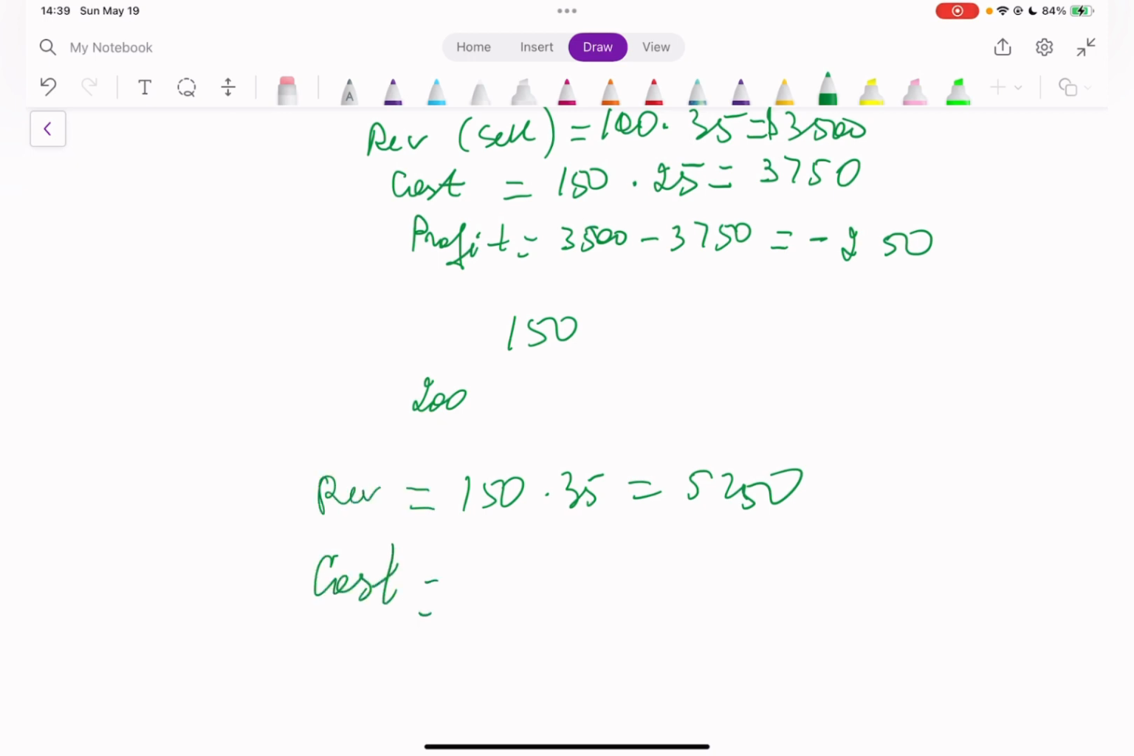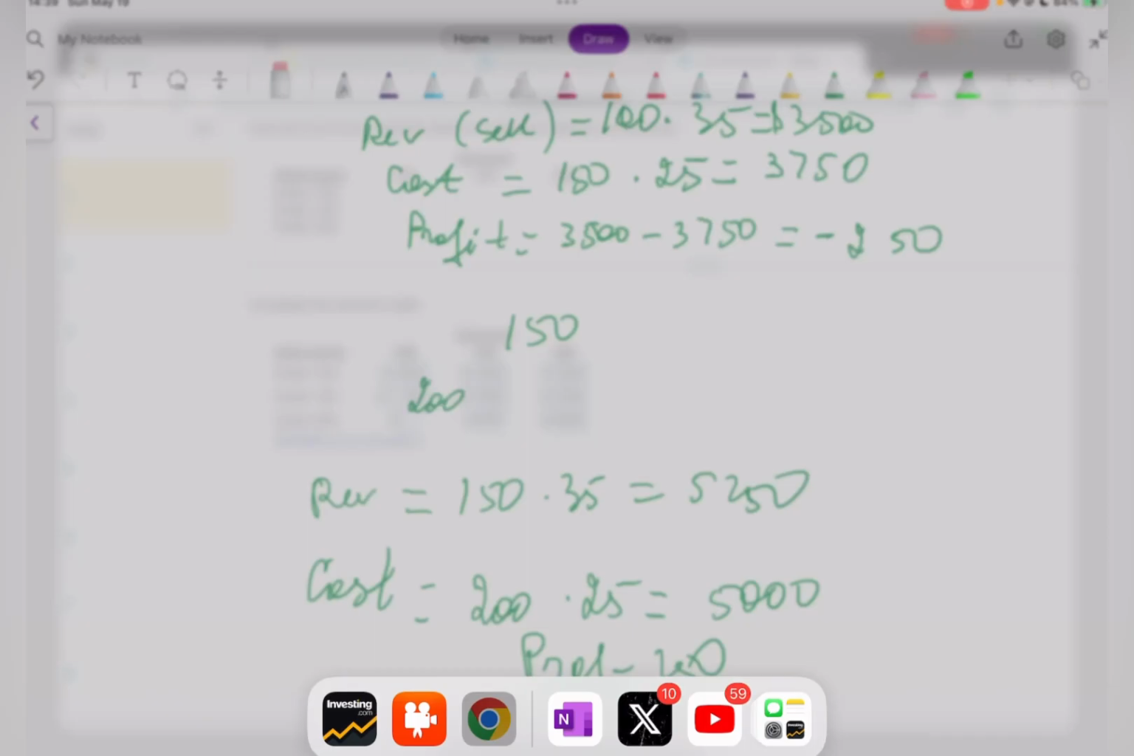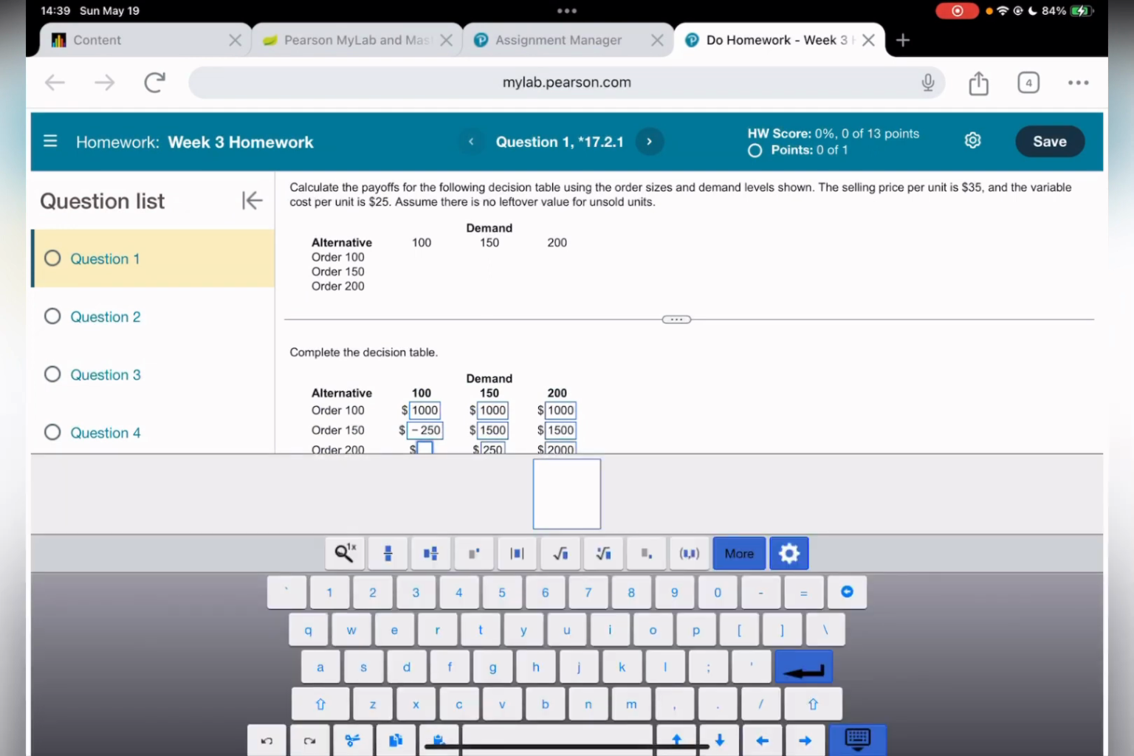Cost, it's going to be again 200 times 25, 5,000. So profit is going to be 250, right? 250 positive. Let me put it back. See, did I put it that way? No. Let me put it this way, 250.